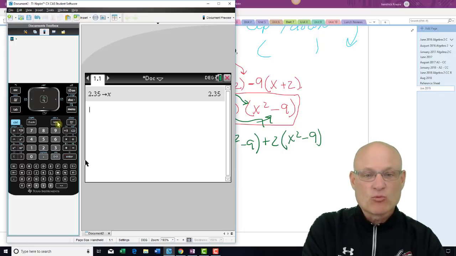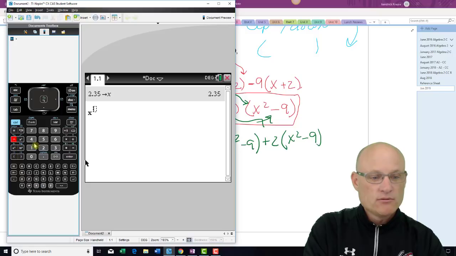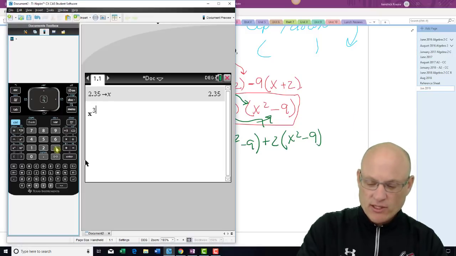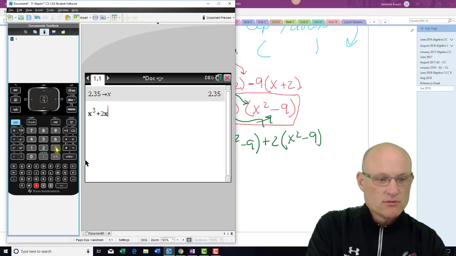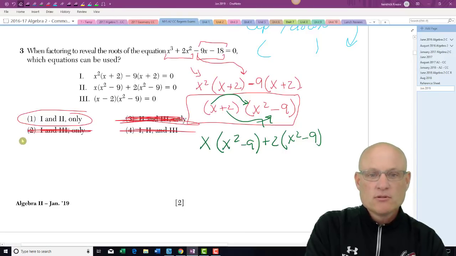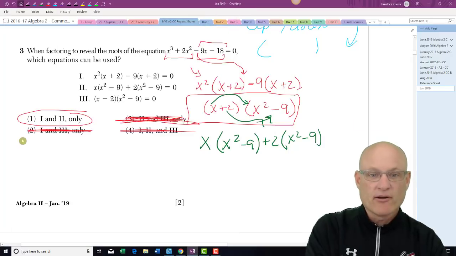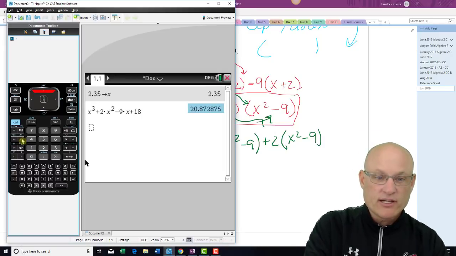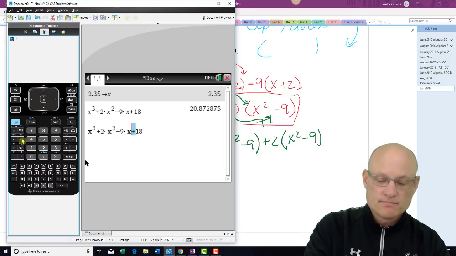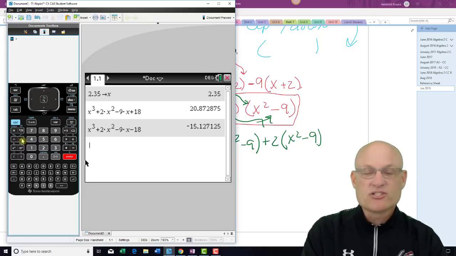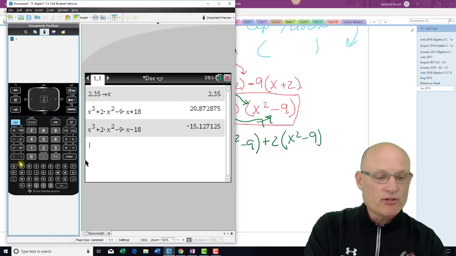Then I'm going to type in the original problem. The original problem was x cubed plus 2x squared minus 9x minus 18. So you have to put it in right. All right, so that's just a dumb answer, negative 15. Who knows? So now I'm going to put in choice 1.